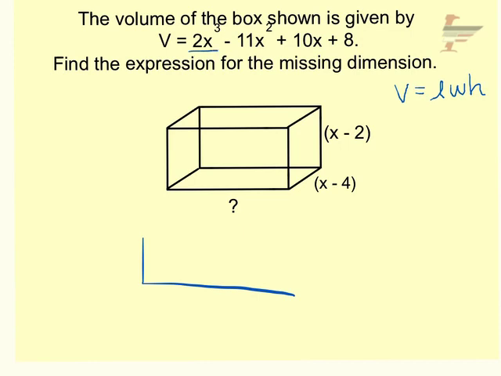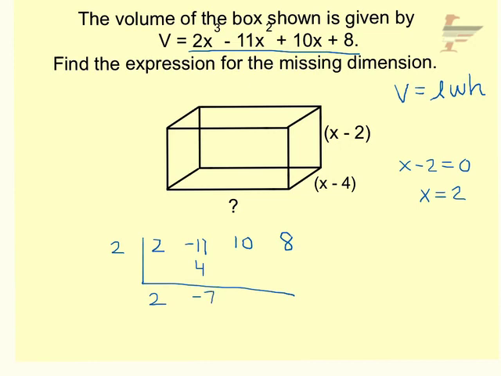Okay, so I'm going to take this cubic function up here, which is 2x cubed minus 11x squared plus 10x plus 8, and I'm going to divide by either one of these. It really doesn't matter. I'm just going to go with x minus 2. So if I set x minus 2 equal to 0, I know that I'm going to be dividing by 2. So carry down, multiply, add, and multiply, and I get a 0 remainder, which is good. Okay, so I know this is really 2x squared minus 7x minus 4.